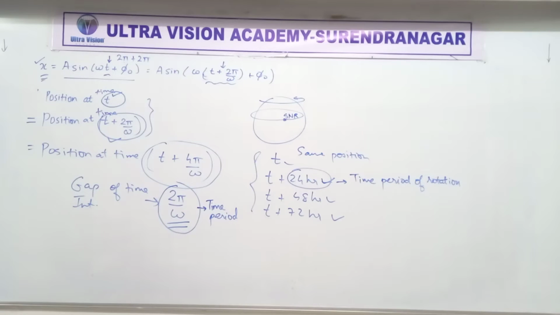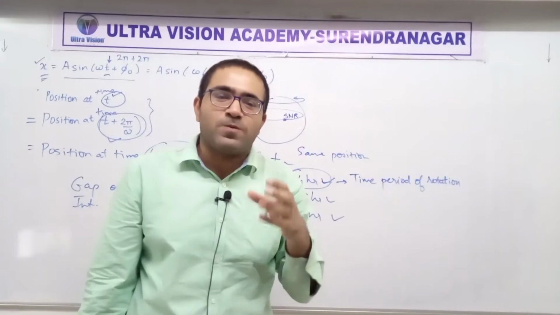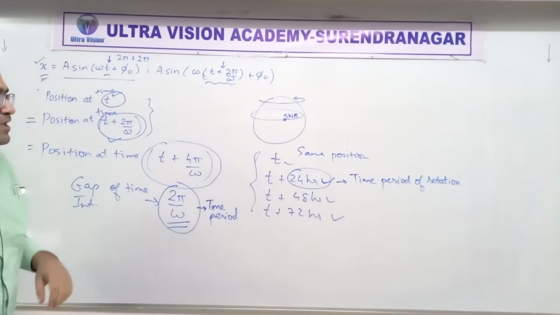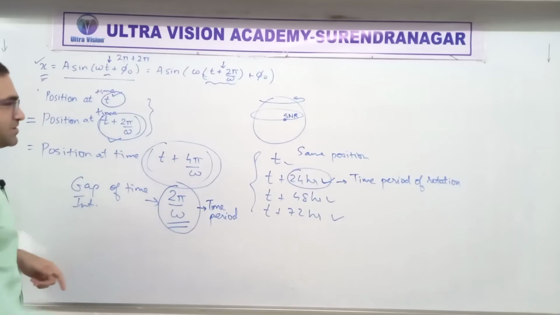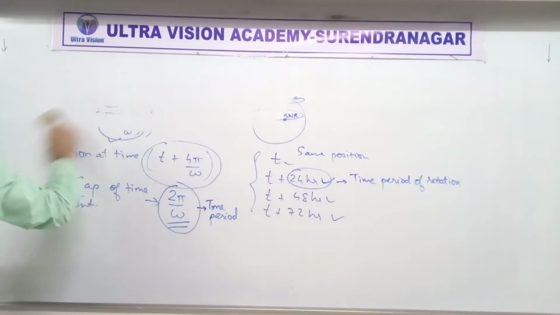Okay? So now that means we have found meaning. We have associated meaning with three constants that we are writing in this equation. Okay? So let's summarize what we have learned so far, especially about the maths.